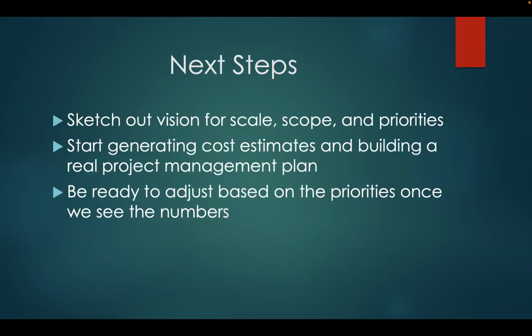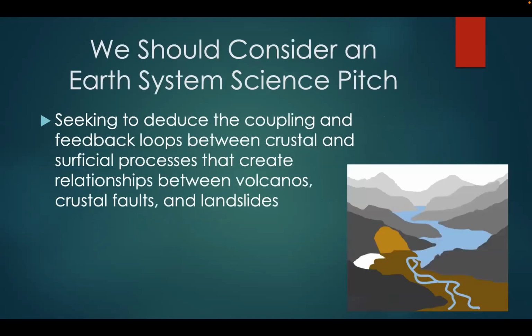So I think next steps are some lessons from the MSRI. I think we've got to sketch out the vision, the scale, the scope, the priorities, start generating cost estimates, and build a project management plan. This is going to help us know whether we are able to achieve what we want, based on our priorities, once we see some of those numbers.